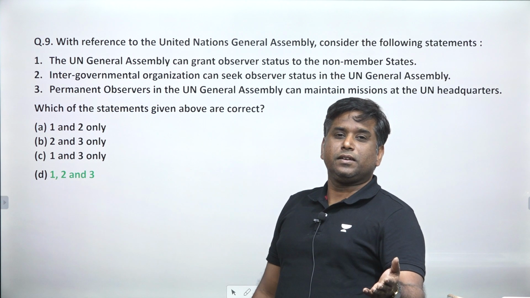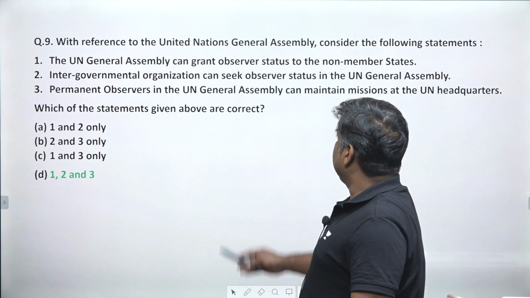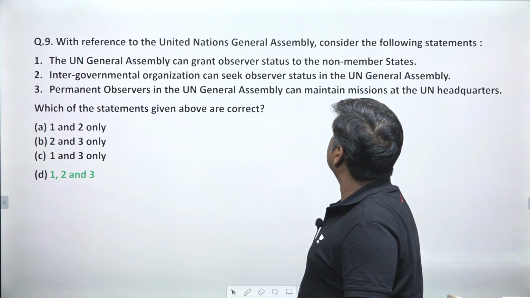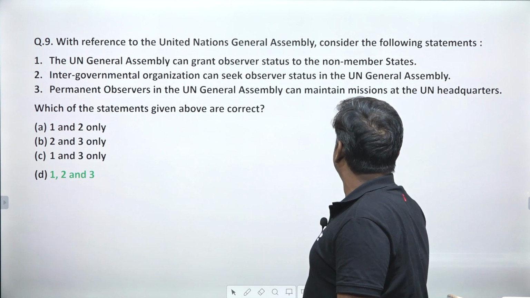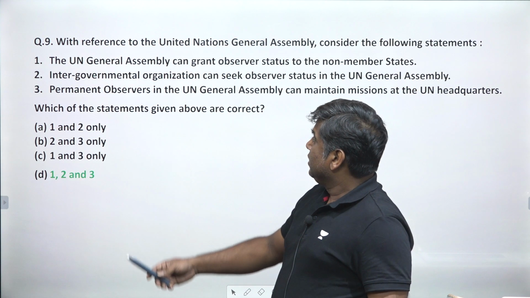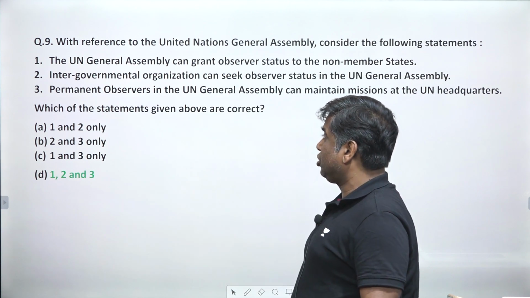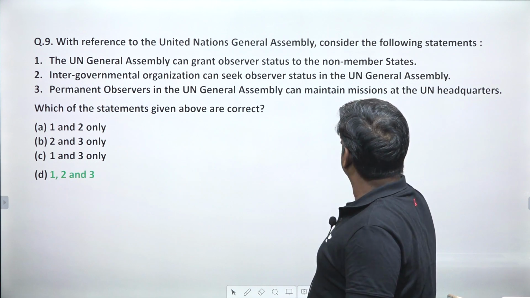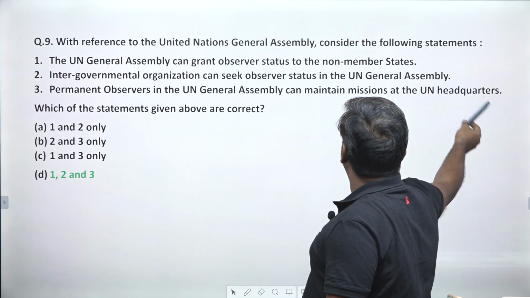Switzerland is a very classic example where such status has been given. An intergovernmental organization can seek observer status in the UN General Assembly. Yes, even an intergovernmental organization can. Permanent observers in the UN General Assembly can maintain a mission at the headquarters.